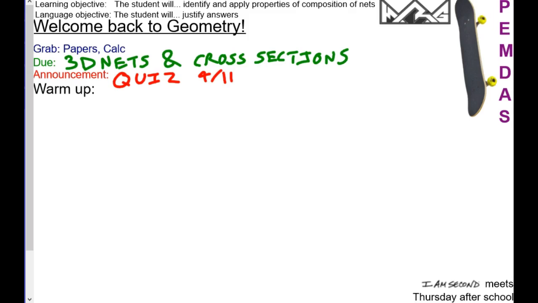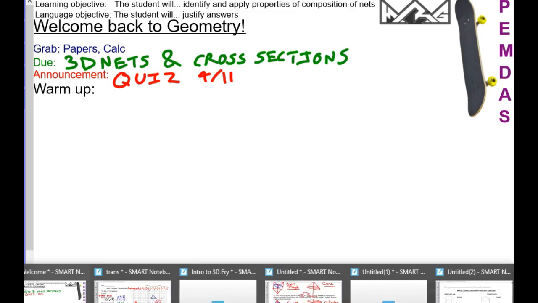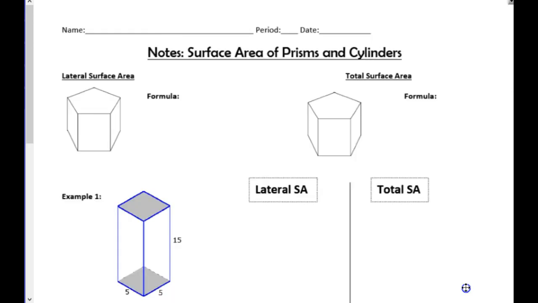But we are moving on through this unit, and next week we will take a quiz on the stuff we've been learning. So what have we learned so far? Nets, vertices, edges, faces. We've learned about cross sections and rotating the cross sections around. And today we're going to bust into some surface area. We're only looking at certain surface areas today, for prisms and cylinders. And then next time we're going to talk about pyramids and cones.